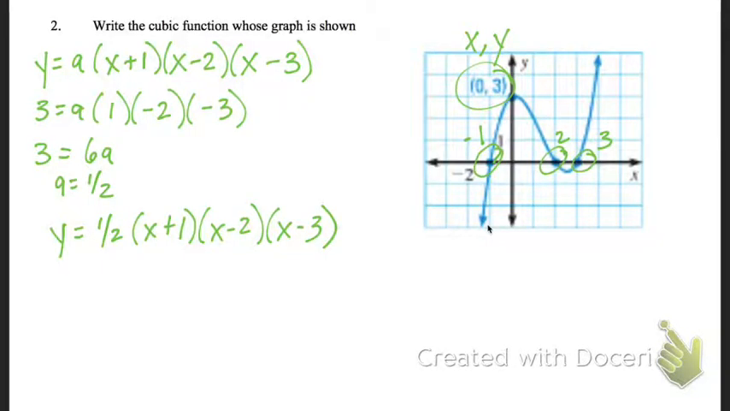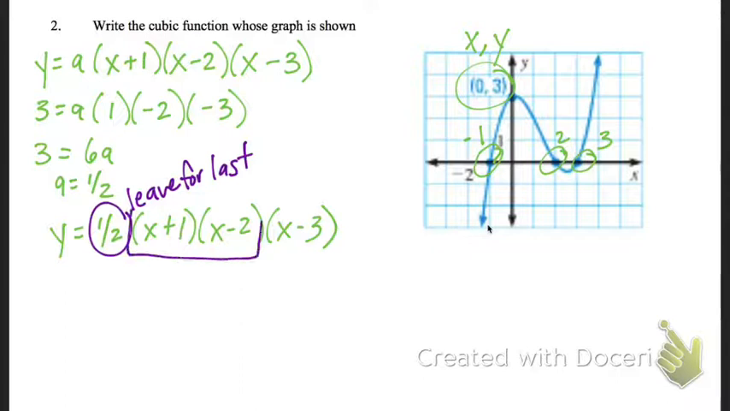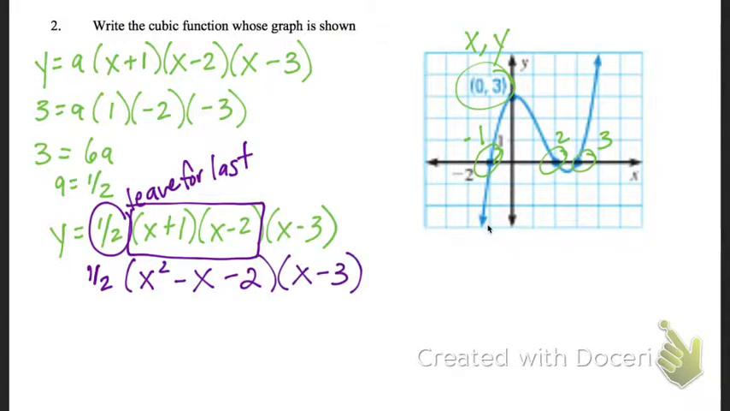Okay, so once you get to this factored form point, I always leave this for last. So don't try to do that first. So I normally will start with these two. So 1/2, I just bring it down. X squared minus 2x plus x, so minus x minus 2. Bring the 1/2 down. Do it again. So x cubed minus 3x squared minus x squared plus 3x. Oh, I didn't stack it.